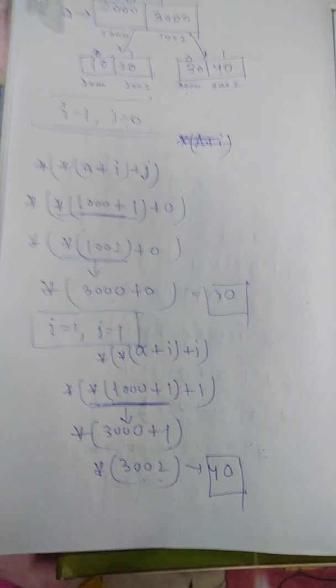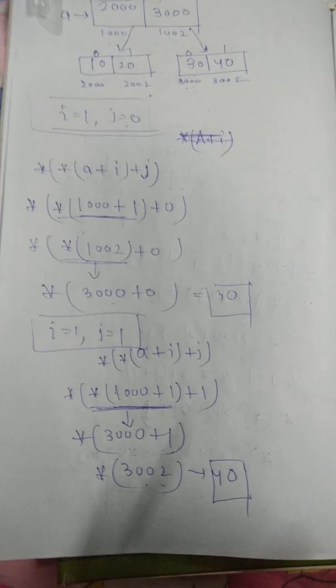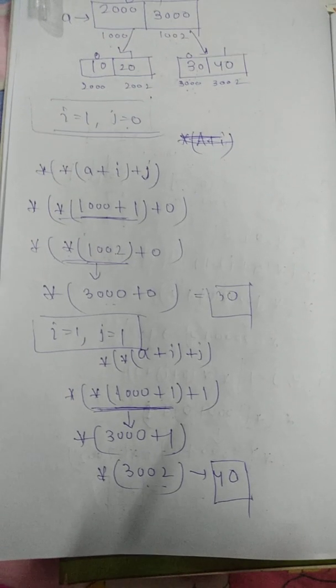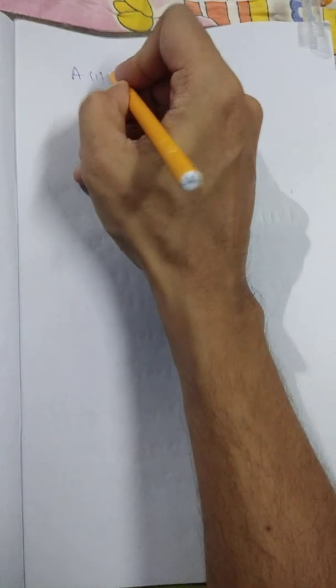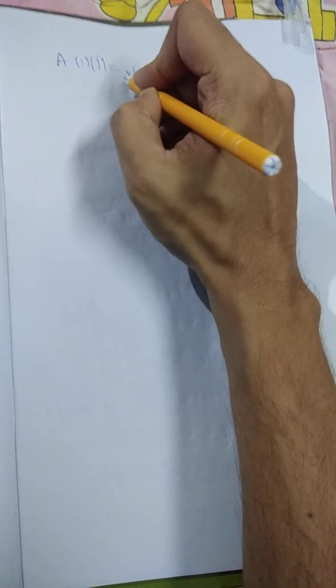So in this way, without using the indexes, we can access the 2D array using the pointer. So what did we conclude here? The a[i][j] value, if I am writing a[i][j], this is the value. This is the same as we have to write *(*(a + i) + j), overall star. Okay, so this is your formula, the a[i][j] formula.